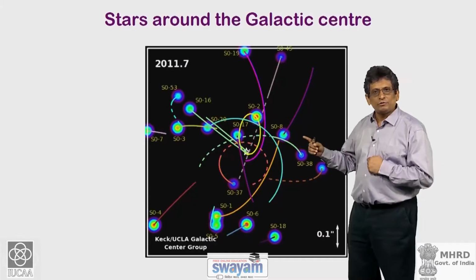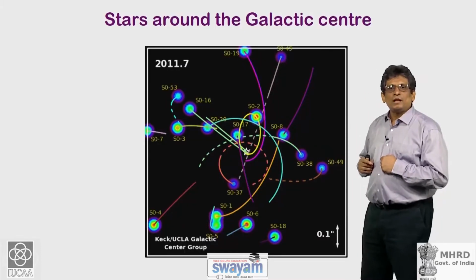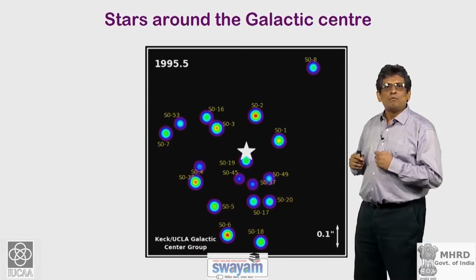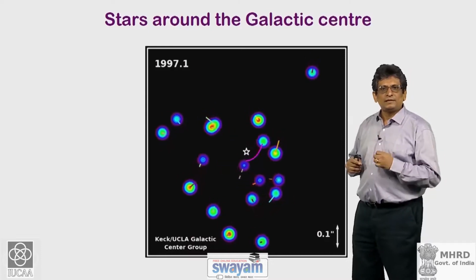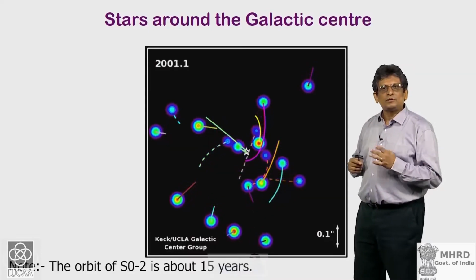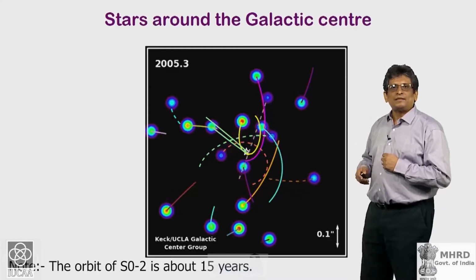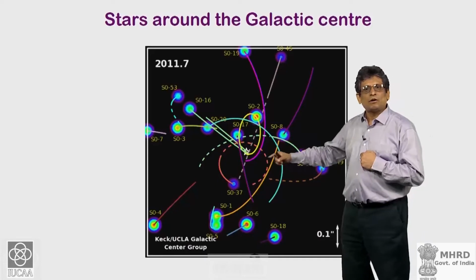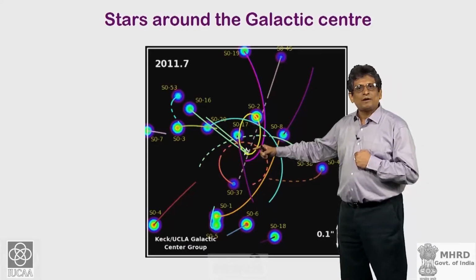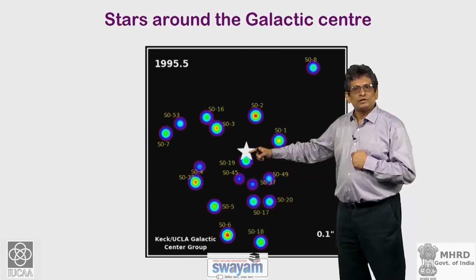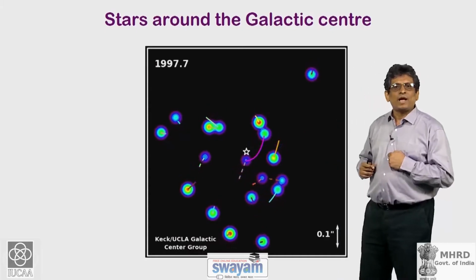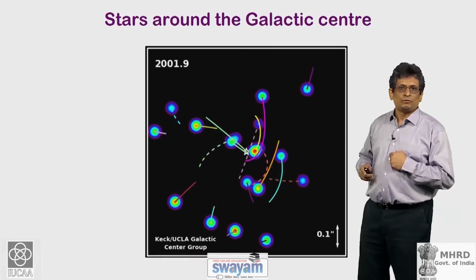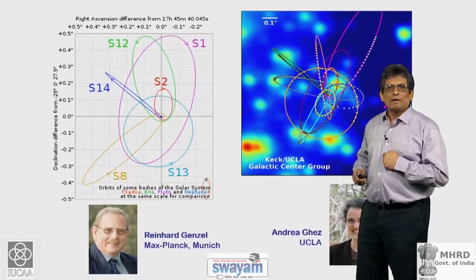The star called S2, whose orbit is in yellow, has completed more than one orbit in this period. It has an orbit of about 11 years, and there are many others which have completed these orbits. All are elliptical orbits which have a common focus, which is given by where the center of our galaxy is, where this central object is.